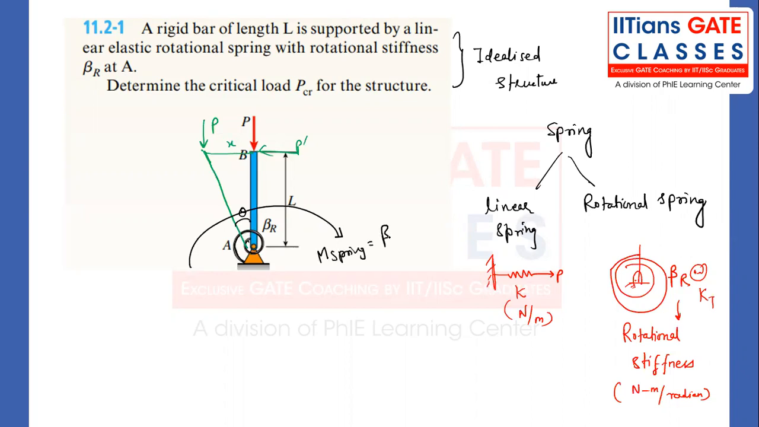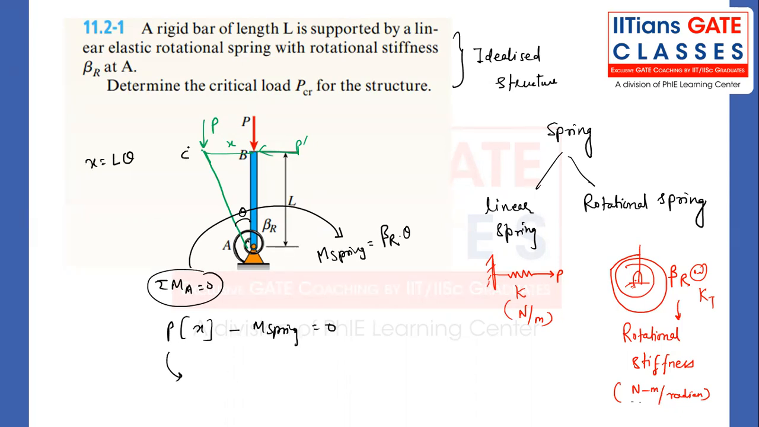What is the value? Beta R into theta, Newton meter per radian into theta, that will be what? Newton meter only. So you just take the summation of moment about a point. What you're going to observe, my dear friend, is that P into X is in the anti-clockwise direction, and the moment of the spring is in the clockwise direction, that is equal to 0. X is nothing but L into theta.